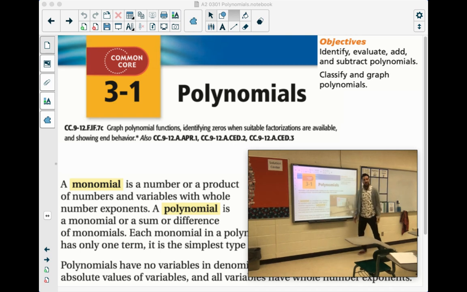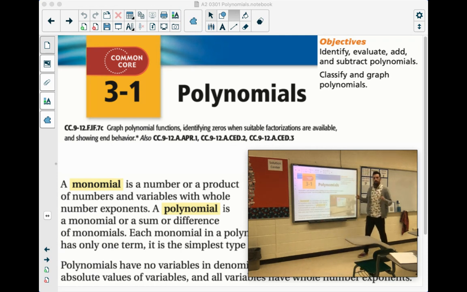Let's talk polynomials. You've seen these. You saw them in Algebra 1. You saw them in geometry. Polynomials are things like x squared plus 5x plus 2, right?